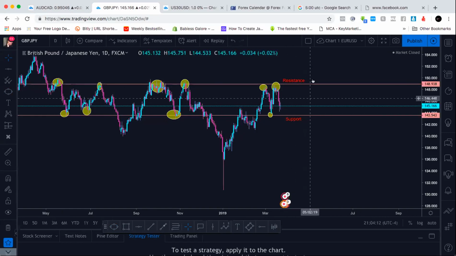Price has been bouncing in between these zones. So when price comes to our support, we're looking to buy it back to our resistance. When price comes to our resistance, we're looking to sell it back down to our support. Does that make sense?